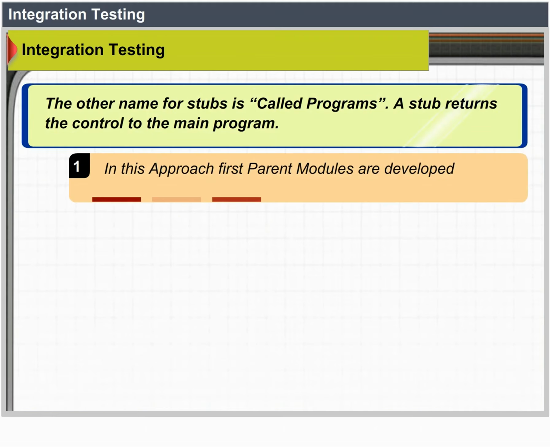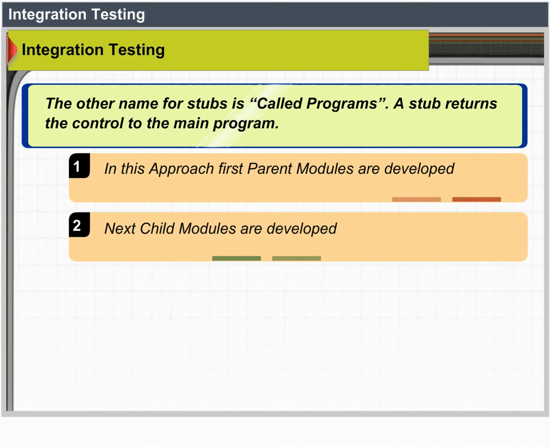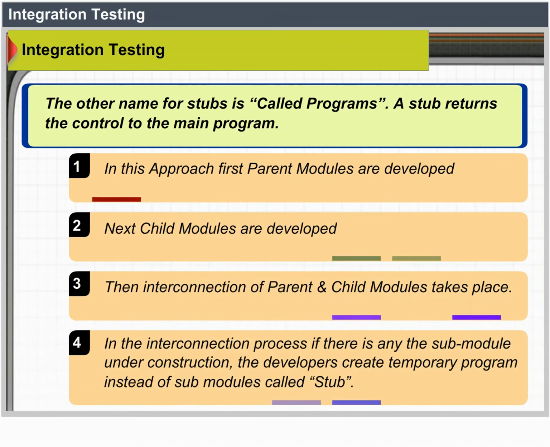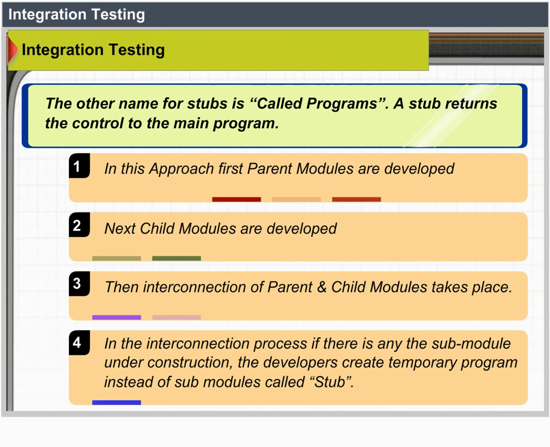In this approach, first parent modules are developed. After that, child modules are developed. Then interconnect parent and child modules. In the interconnection process, if there is any submodule under construction, then the developers create a temporary program instead of the submodule, that is called stub.